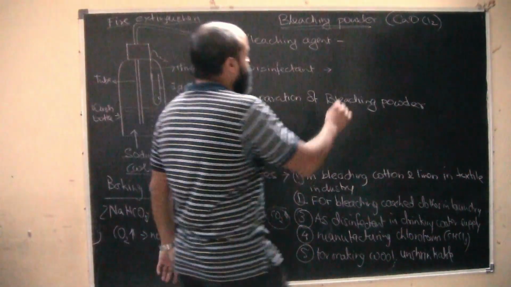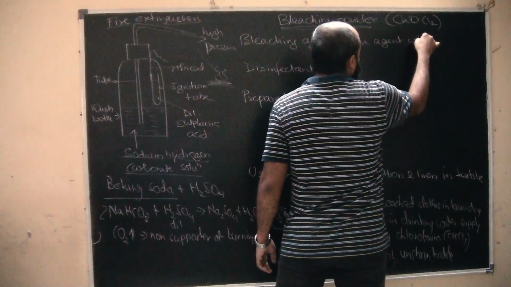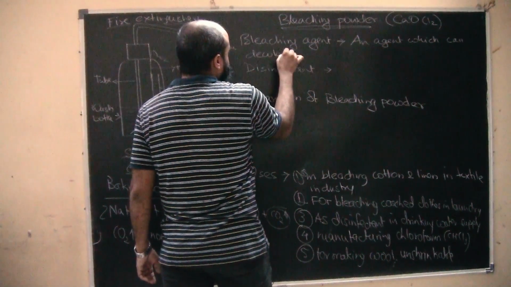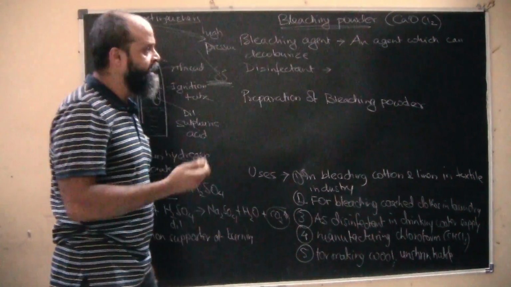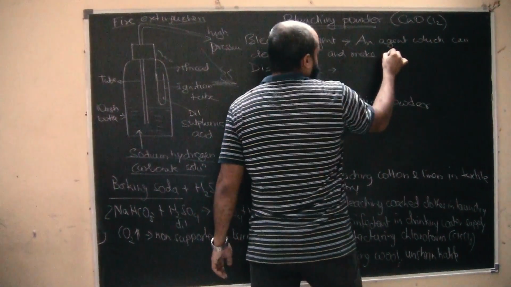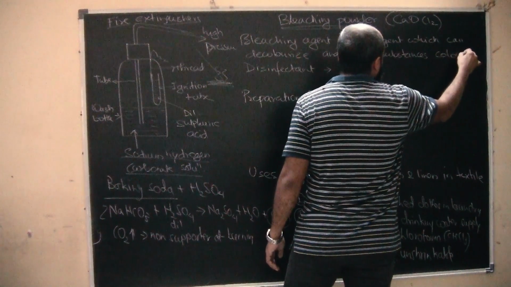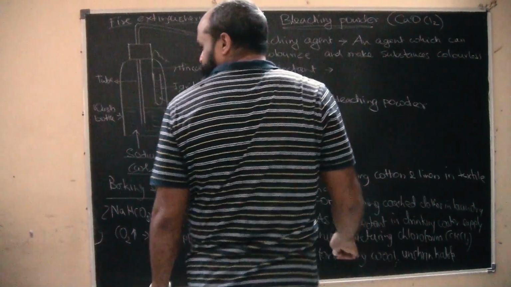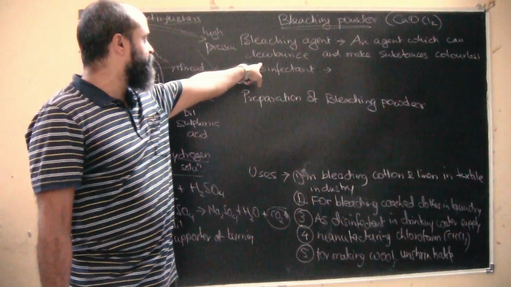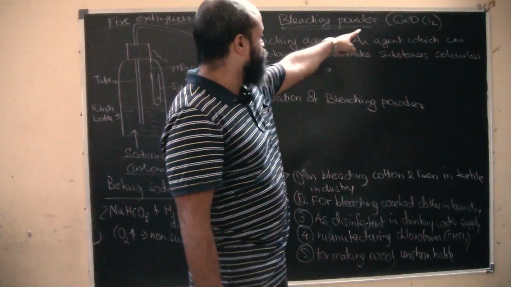Bleaching agent means what? An agent which can basically decolorize clothes or whatever, and make the substances colorless. So this is used in the textile industry, because the textile industry needs an agent which decolorizes and makes the substances colorless. So in the textile industry, if we need to decolorize the cloth, we use bleaching powder.